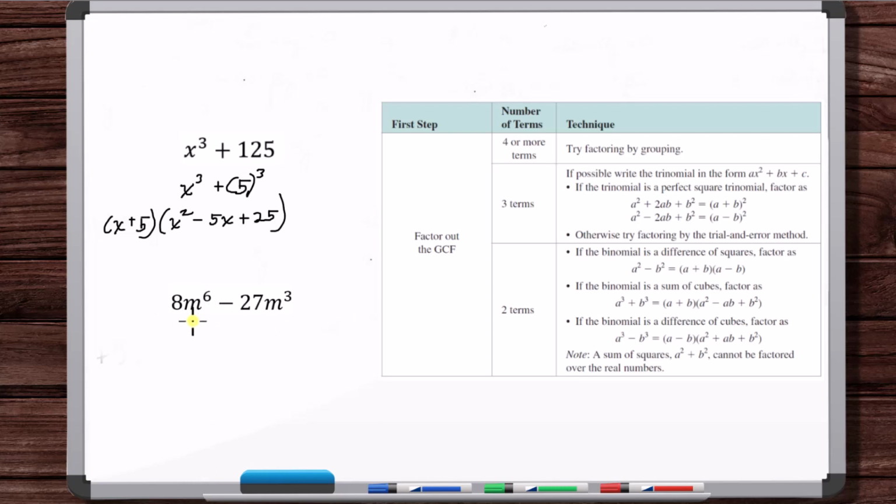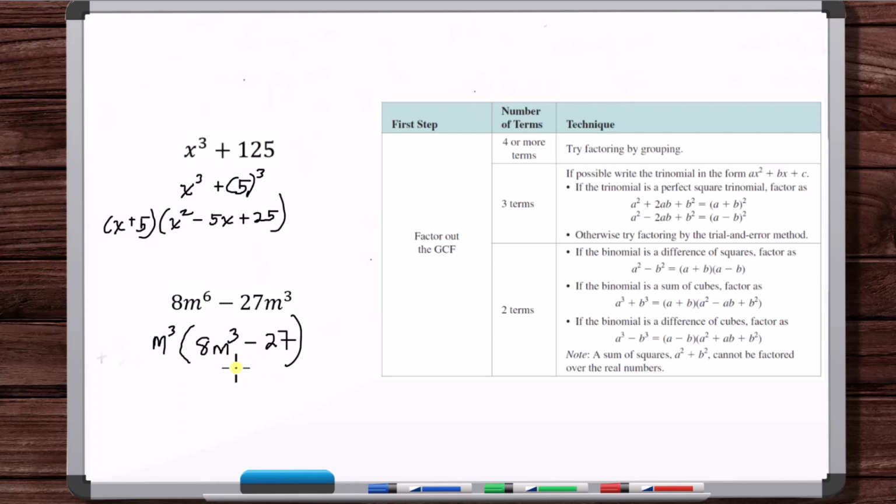Here, step 1, greatest common factor. Well, we can factor out an m cubed for sure, and that's it. Because 8 and 27, you can't factor anything out from 8 and 27. So m cubed, then you have 8m cubed minus 27. Okay? Here, start from scratch. We can't factor anything out because we just did that.